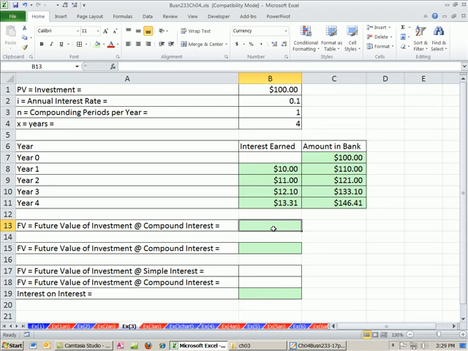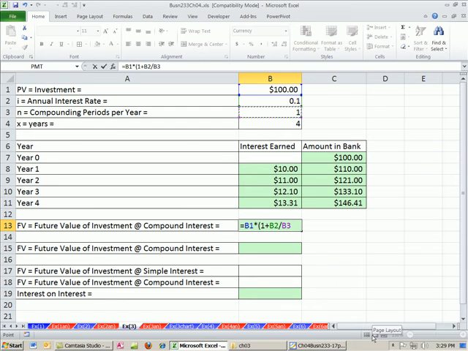But we, of course, know that there's a formula for this. Equals, we have our present value times, open parentheses, 1 plus. And now we have to do our period rate. It's always going to be whatever the annual interest rate is divided by the number of compounding periods. Now you're saying that's 1.